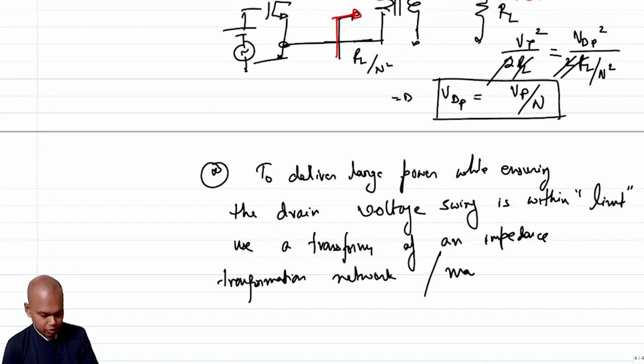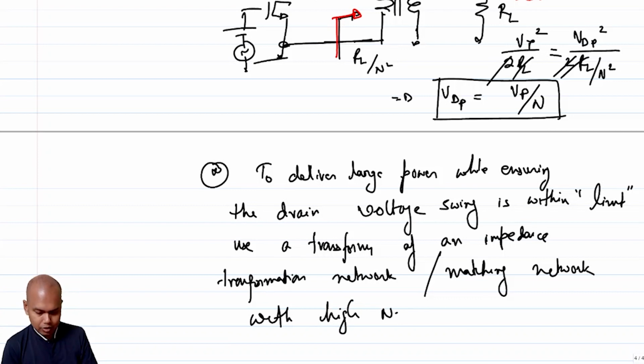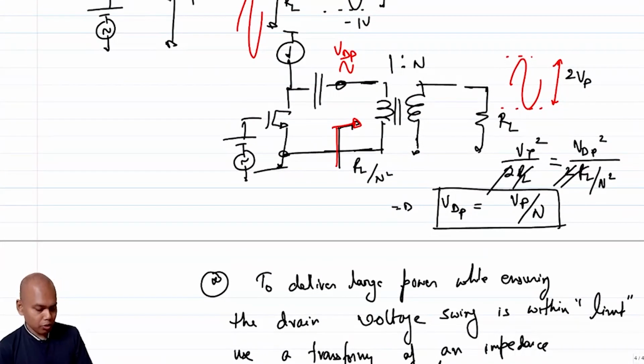Or a matching network. All are the same thing, different variations of each other, with high end. It's basically an appropriate end, right? Given that you know the maximum swing I can have at the drain, if I know that a priori and I need a higher swing at the load, then that ratio of the swing sets the impedance transformation ratio.